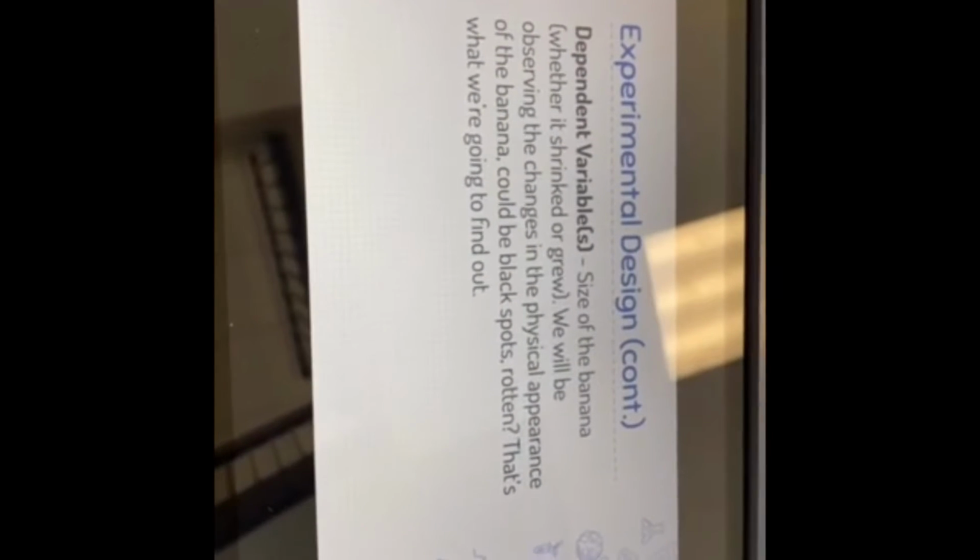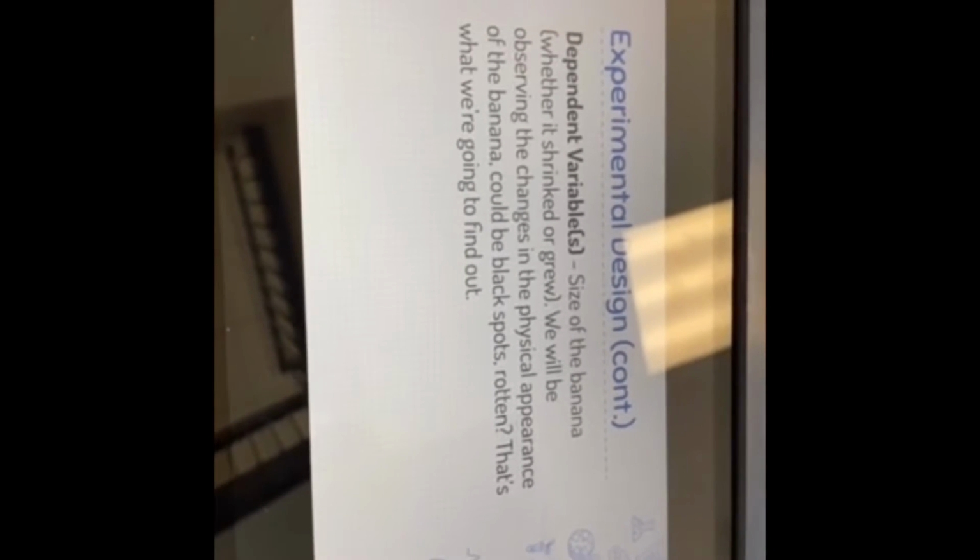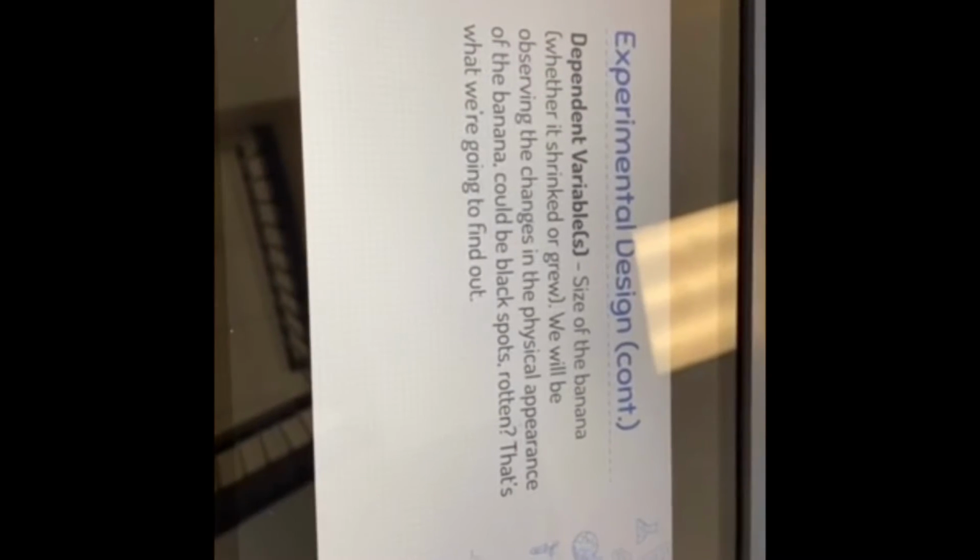Dependent variables: size of the banana, whether it grew or shrank. We will be observing the changes in the physical appearance of the banana. Could be black spots, rotten, that's what we're going to find out.